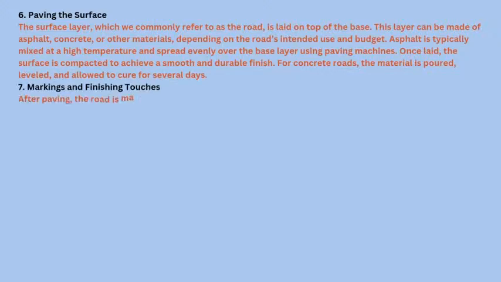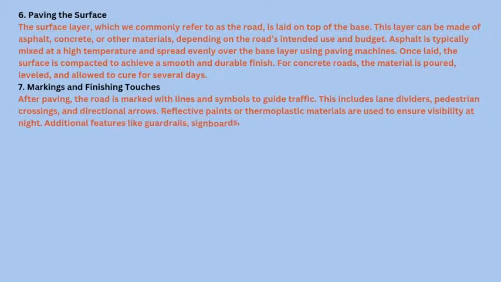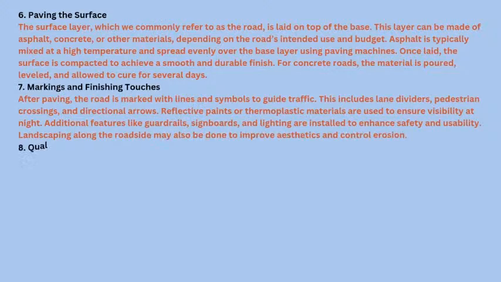7. Markings and finishing touches. After paving, the road is marked with lines and symbols to guide traffic. This includes lane dividers, pedestrian crossings, and directional arrows. Reflective paints or thermoplastic materials are used to ensure visibility at night. Additional features like guardrails, signboards, and lighting are installed to enhance safety and usability. Landscaping may also be done to improve aesthetics and control erosion.